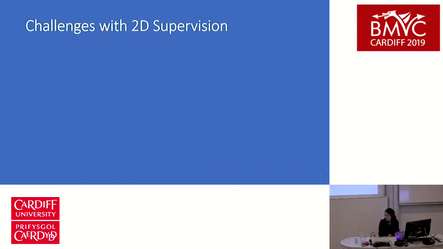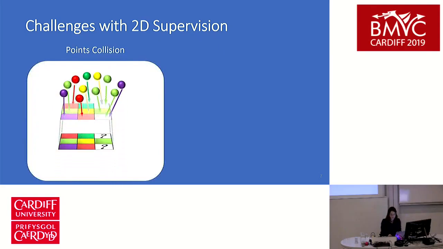But the challenge with the 2D supervision we have mainly has 2 points. The first one is the points collision. When we try to project the 3D point cloud into the 2D plane, in some cases one point is projected to one pixel location, but in some cases multiple points are projected to the same pixel location. So how do we solve this problem?